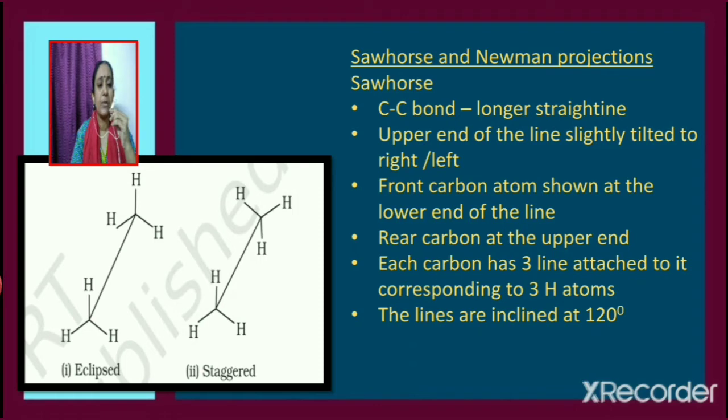The front carbon atom is shown at the lower end of the line. The rear carbon is shown at the upper end. Each carbon has 3 lines attached to it corresponding to 3 hydrogen atoms. The lines are inclined at an angle of 120 degrees.